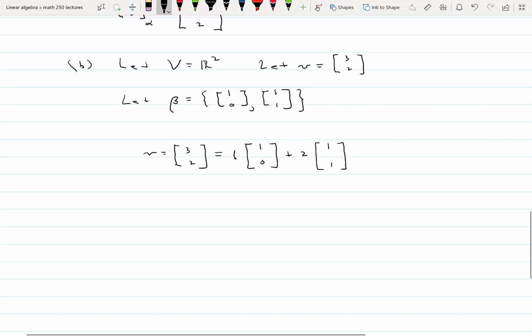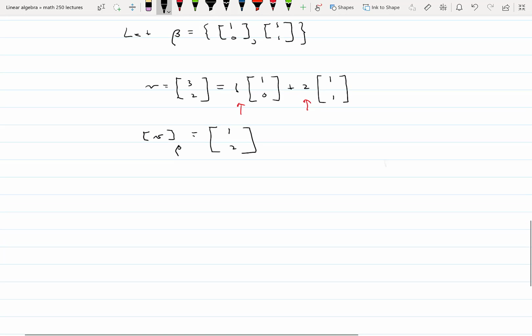Okay, so what is the coordinate vector of v relative to the basis beta? To get that vector, all you do is pick off the coefficients 1 and 2 and put them in a column vector. So in this case, the coordinate vector of v with respect to this basis beta is not the same as the original vector v, which is (3, 2). The coordinate vector of v with respect to the basis beta is the column vector (1, 2).